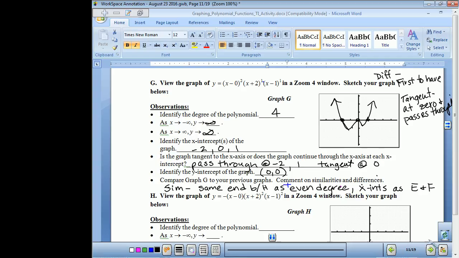All right. G. Now this is a good one. How do we know this one has a degree of 4? What can we do to find the degree of a function?